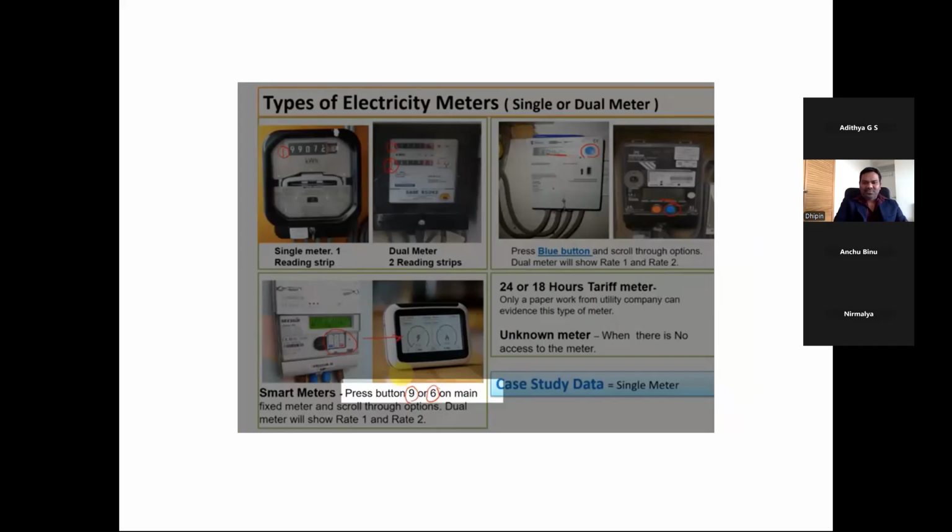These are the types of electricity meters that we have, much similar to what you have in India. And the latest one would slightly vary with the usage of a thermostat.